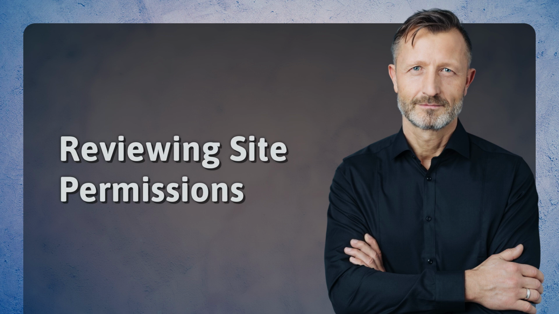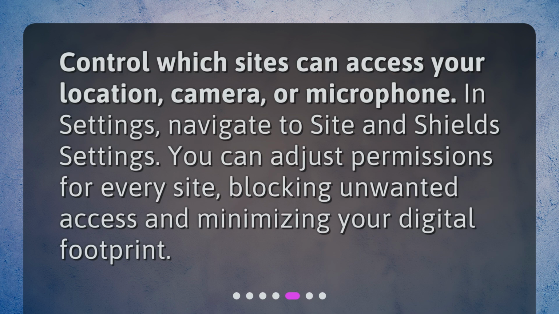Reviewing site permissions. Control which sites can access your location, camera, or microphone. In Settings, navigate to Site and Shield Settings. You can adjust permissions for every site, blocking unwanted access and minimizing your digital footprint.